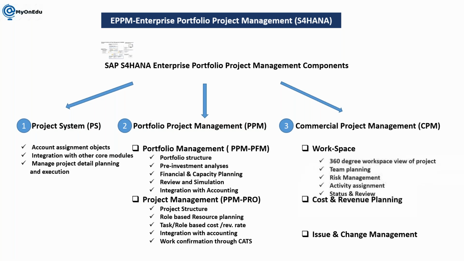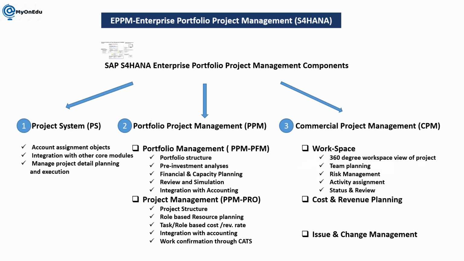Workspace: here we can see a 360-degree workspace view of the project, where we can see progress and KPIs of my project. We can do team planning. It gives us a provision to integrate with the HR system. Here we have a process of risk management, a process of activity assignment, status and reviews. And then cost and revenue planning helps us to plan our cost and revenue.